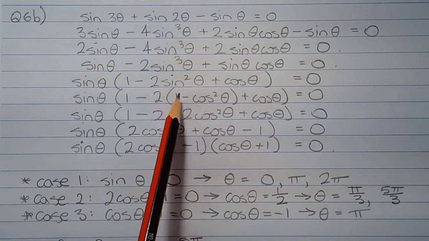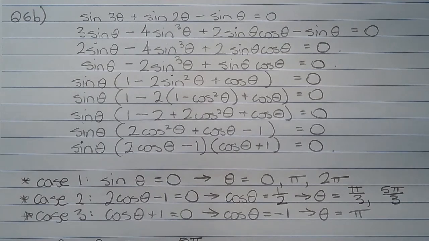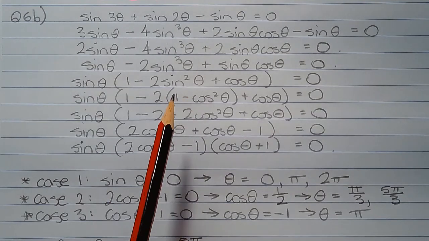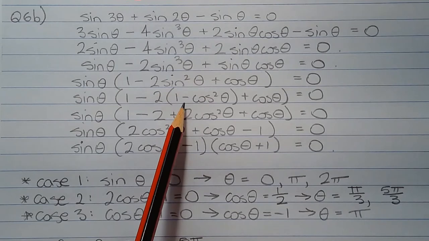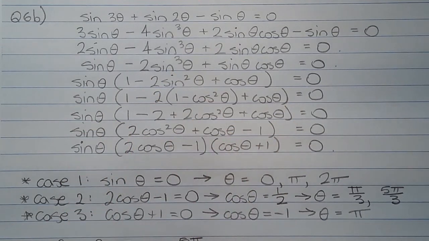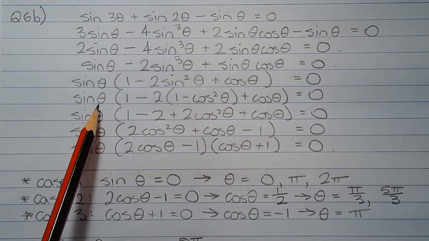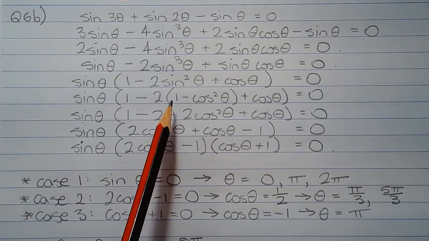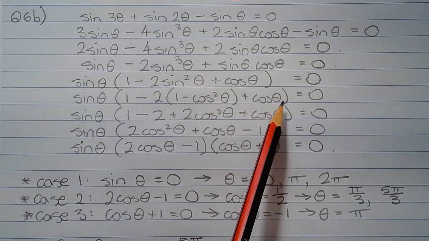Now, sine squared theta can be represented in terms of cos squared theta using a Pythagorean identity. So sine squared theta is going to be replaced with 1 minus cos squared theta to keep the terms inside the brackets in terms of cos. So the equation becomes sine theta multiplied by 1 minus 2 outside of 1 minus cos squared theta plus cos theta equals 0.